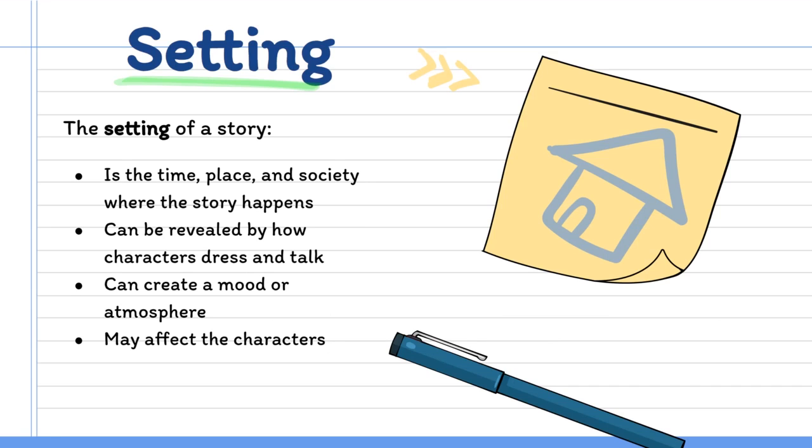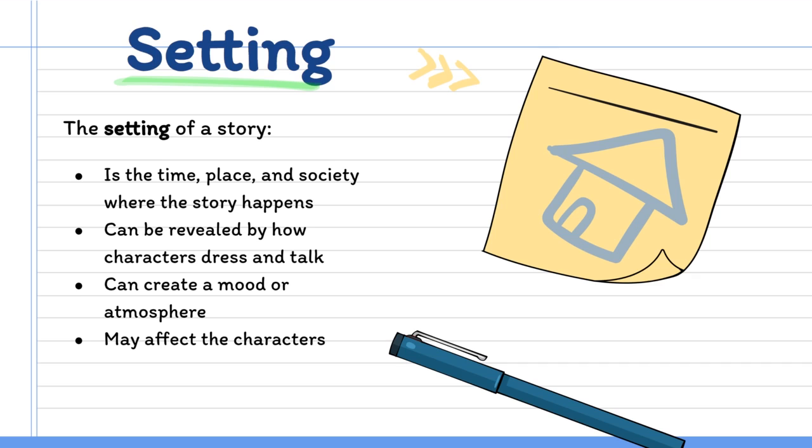And then finally, let's talk about the setting. The setting of the story is the time, place, and society where the story happens. So it's going to be revealed by how the characters dress and how they talk. So for example, if my characters are wearing synthetic clothes and they have machine parts built into their body, and they're speaking very robotically, I might say that this is like a futuristic society.